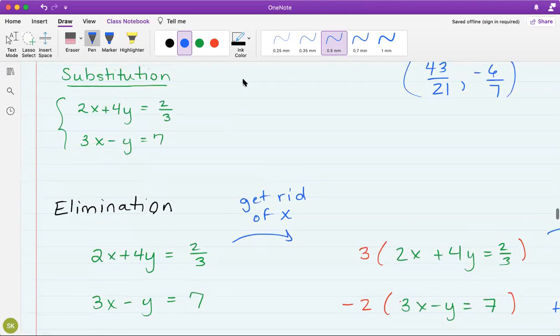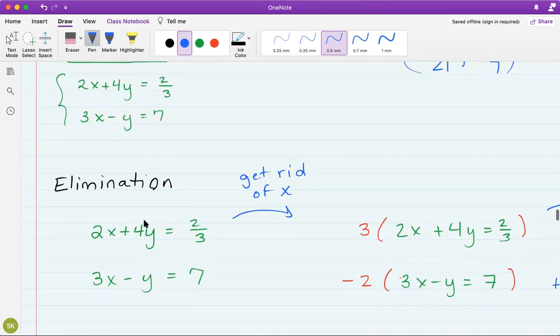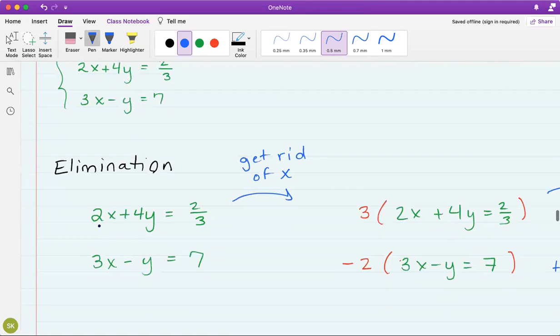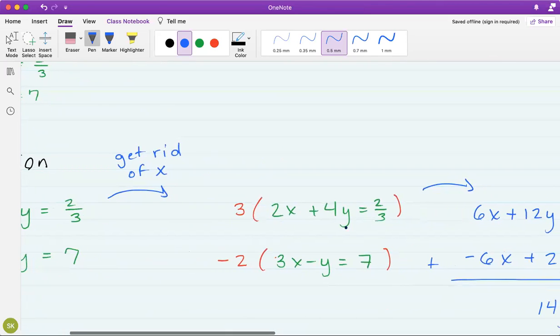Okay, for the elimination method, here I put the answer that we found with substitution. I decided to get rid of the variable x. Now this problem is set up for you to get rid of the variable y because all you have to do is multiply the bottom equation by 4. However, I wanted to show you how to get rid of a different variable. So here I'm going to get rid of the variable x. So what I did was I multiplied the top equation by 3 and the bottom equation by negative 2. You can see that I did that right here.